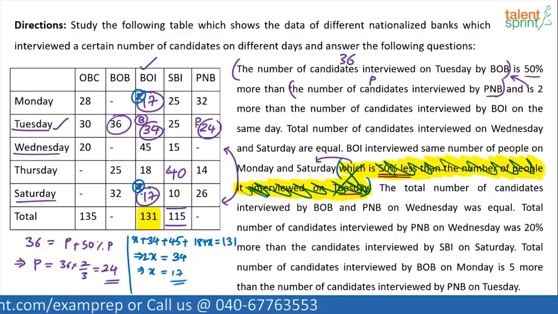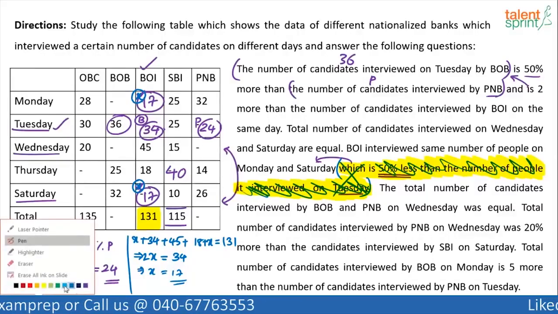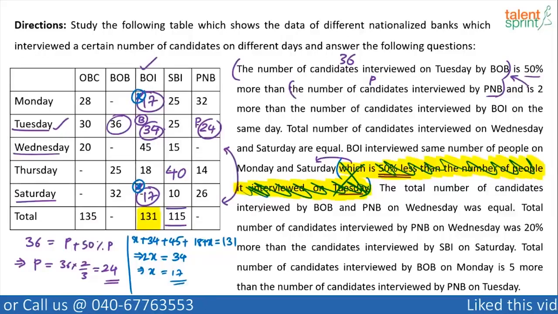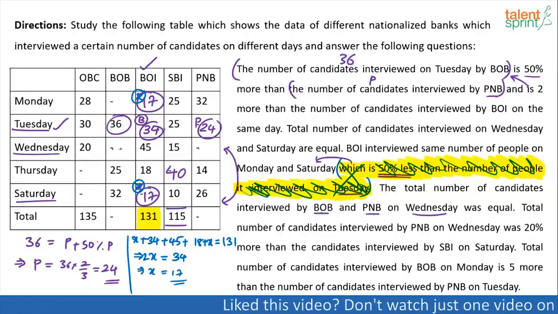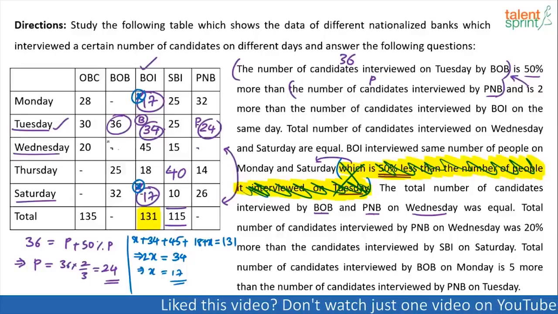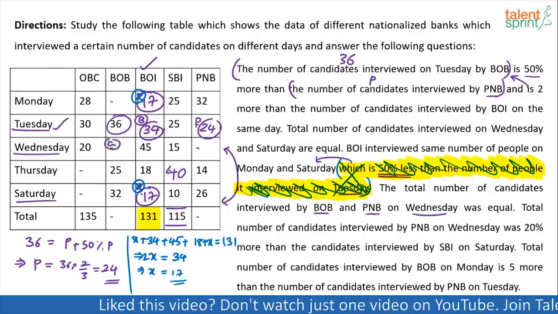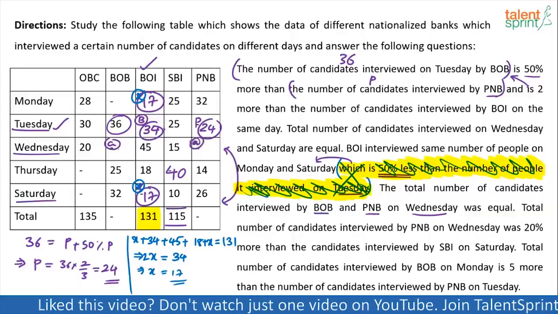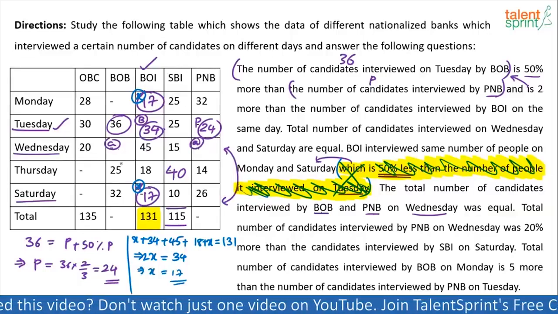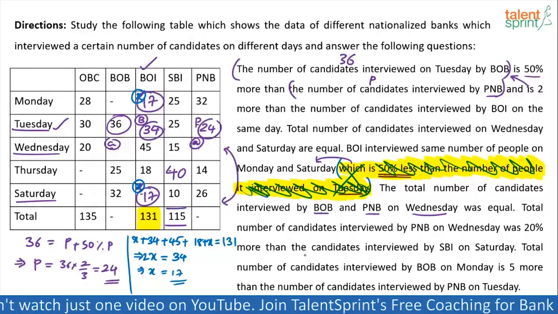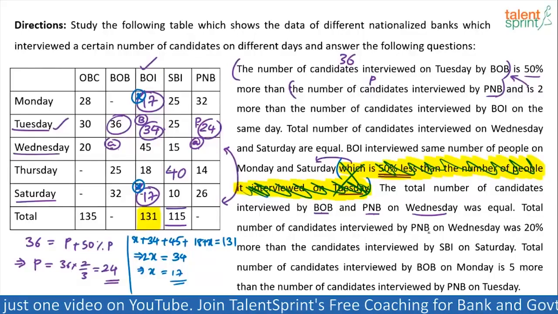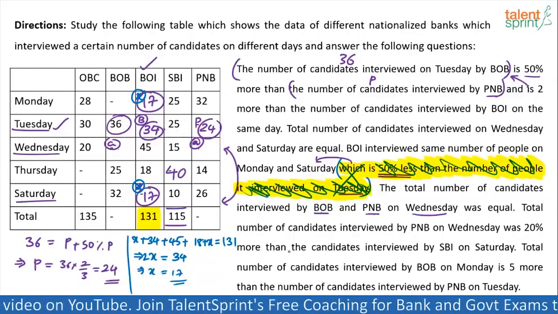Anyways, let's proceed. Next, what is the statement? The total number of candidates interviewed by BOB and PNB on Wednesday was equal. So on Wednesday, BOB and PNB was equal. Both are not known to us. Let's assume this was A. This also will be A. Both were equal on Wednesday, BOB and PNB.